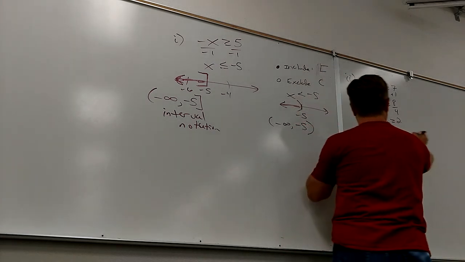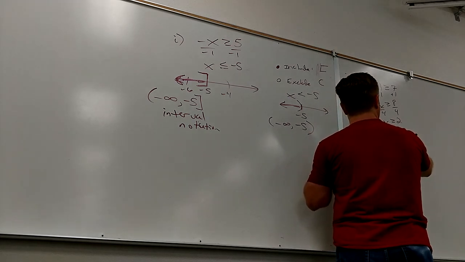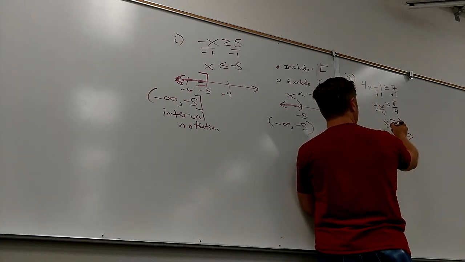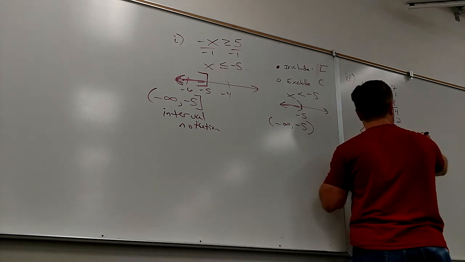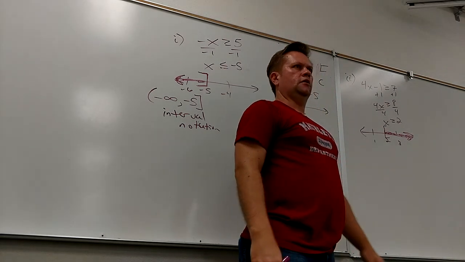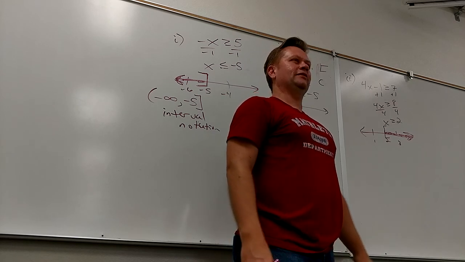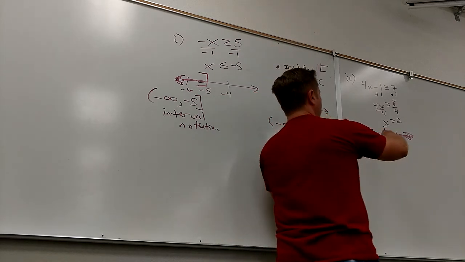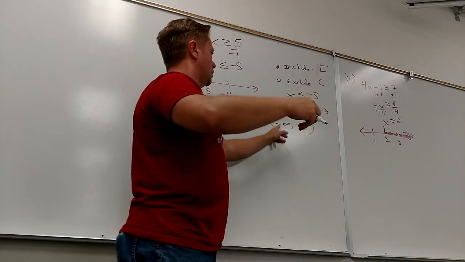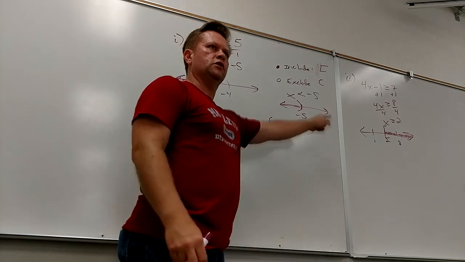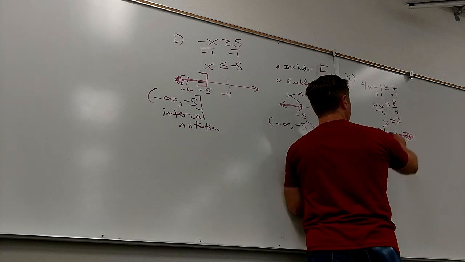So what's it going to look like graphically? Yeah, so it's going to be a bracket. I like it. And then interval notation will look like what? Interval notation is always smallest comma biggest. So what's the smallest x could be? 2. And what symbol's on the 2? Bracket.